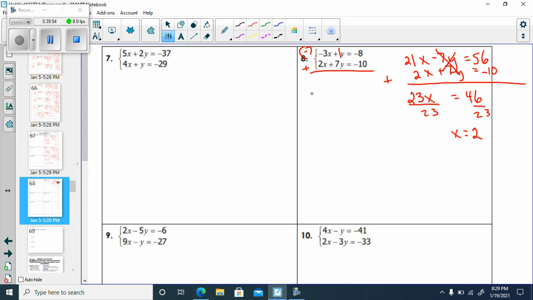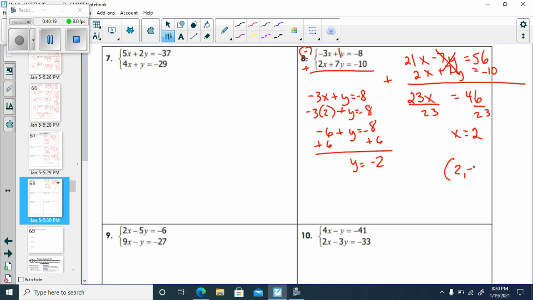Now, plug this into either one of those, it doesn't matter. Negative 3x plus y equals negative 8. Negative 3 and our x is 2, plus y equals negative 8. Negative 3 times 2 is negative 6 plus y is negative 8. Let's add 6 to both sides, and y is equal to negative 2. Our coordinates are 2, negative 2. Okay?